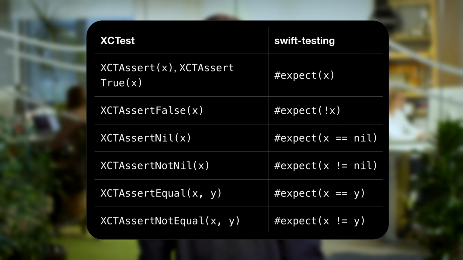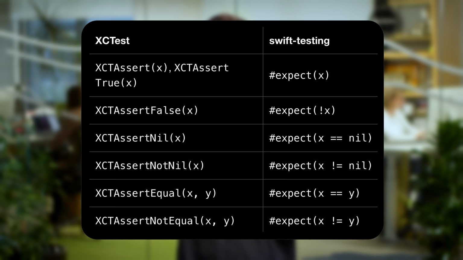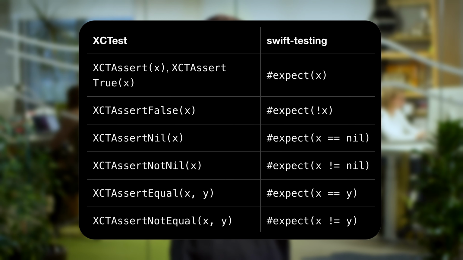By the way, all assertions have become a single expect macro, so the error message will be more descriptive. The team has released their vision for the API and documentation on test creation and migration from XCTest.